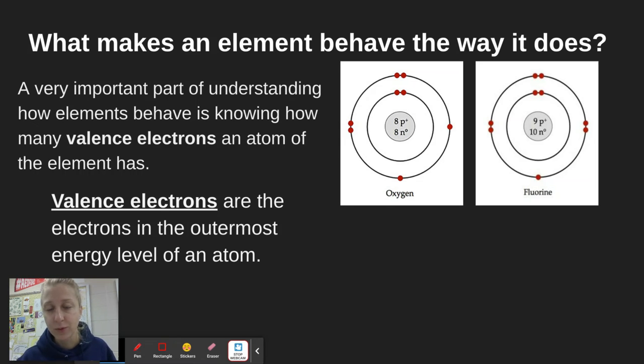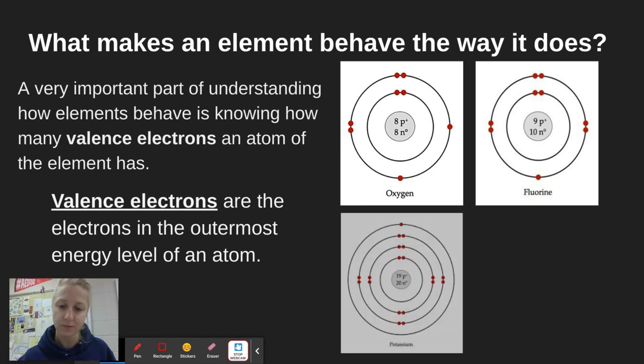Fluorine then. Fluorine has 7. It's got 2 on the inside, but again, we don't care about those. It has 7 in that outermost shell. Potassium just has the 1 valence electron right here.